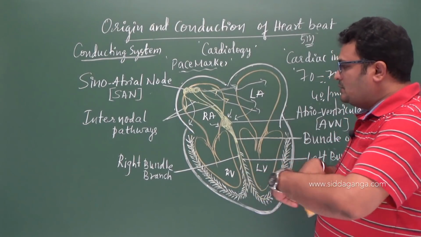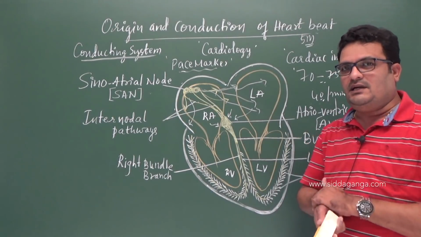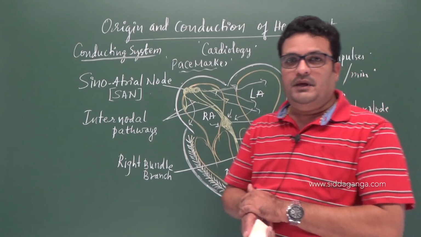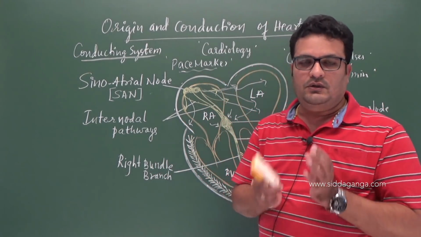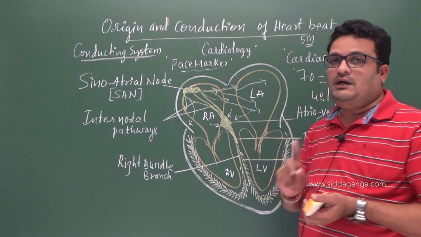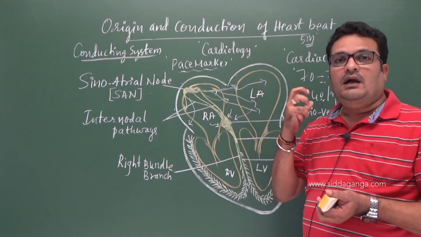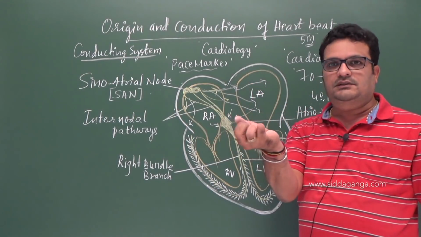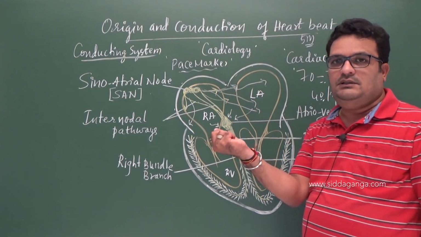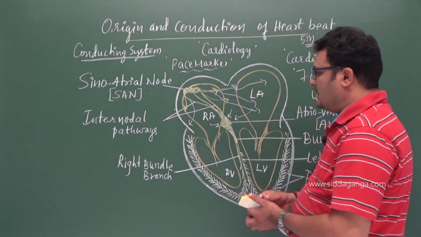Come to the next concept, called the cardiac cycle. What exactly is the cardiac cycle? It is a systole and diastole. One systole and one diastole together constitute one cardiac cycle. Systole is contraction, and diastole is relaxation. Contraction of the heart chambers is called systole. Relaxation of the heart chambers is called diastole.